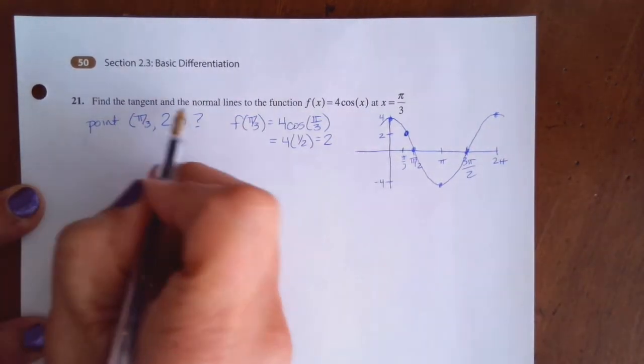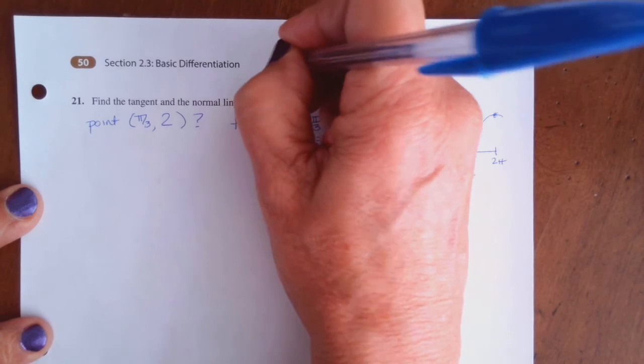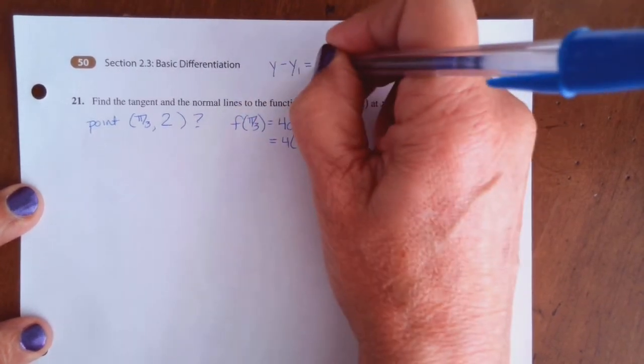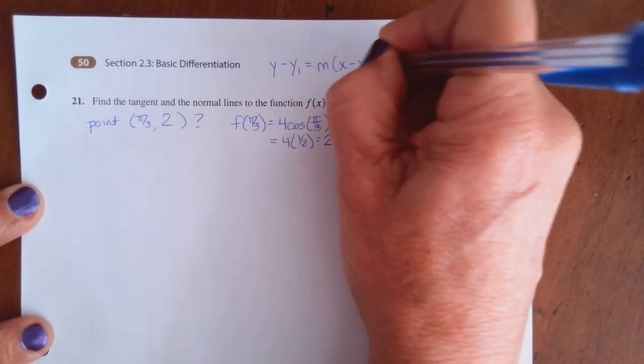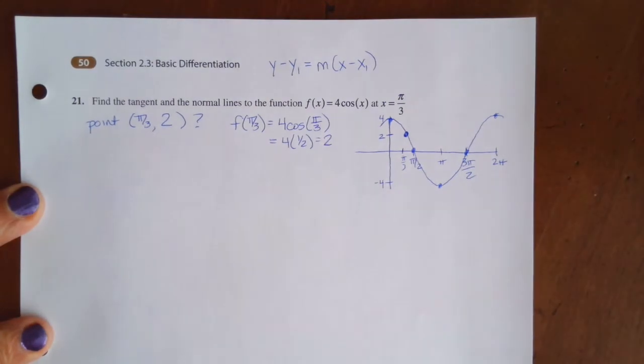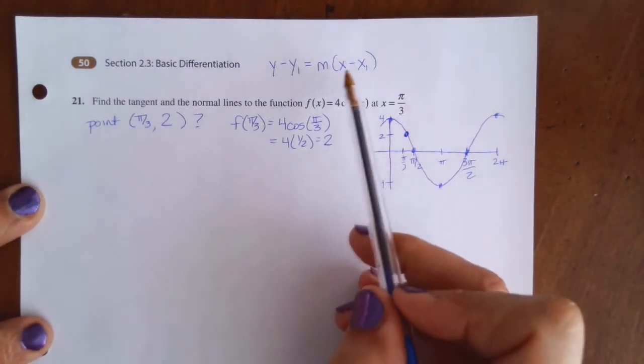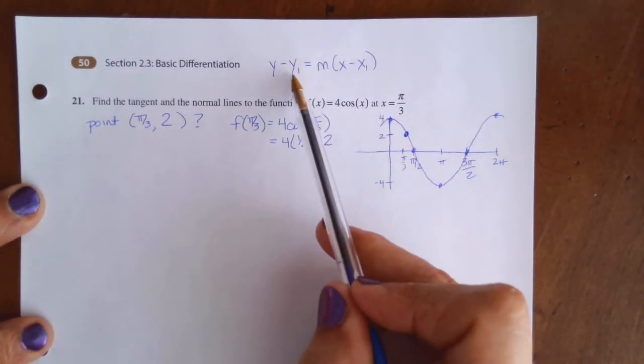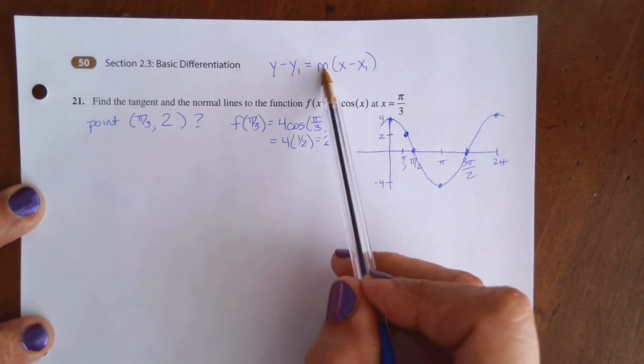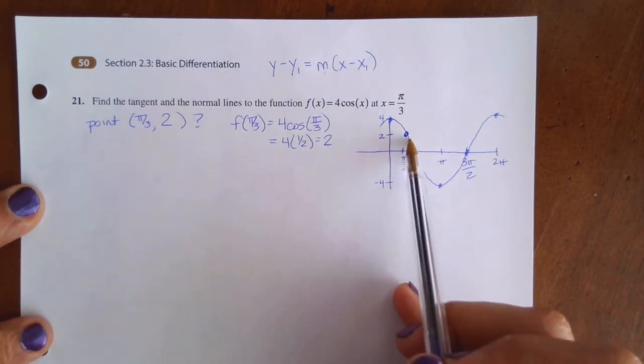Because remember, to write the equation of lines, we need this formula, right? Remember what we're doing. So I needed the point because I'm going to have to plug those numbers into here, x1, y1. Now what do I need? I need the slope. Well, how do I find the slope at this point?